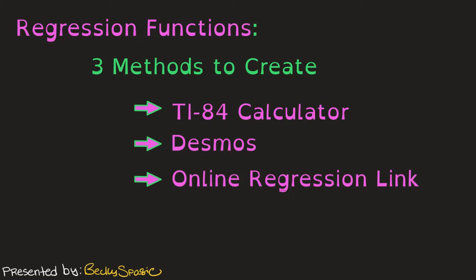Today we're going to be discussing 3 methods to create regression functions. The first method we'll go over will be the TI-84 calculator, which you are used to using in the classroom and what has been pushed out to you on your Chromebooks. The second will be Desmos. That's an online application that a lot of you have become more familiar with. And the last method is the online regression link.